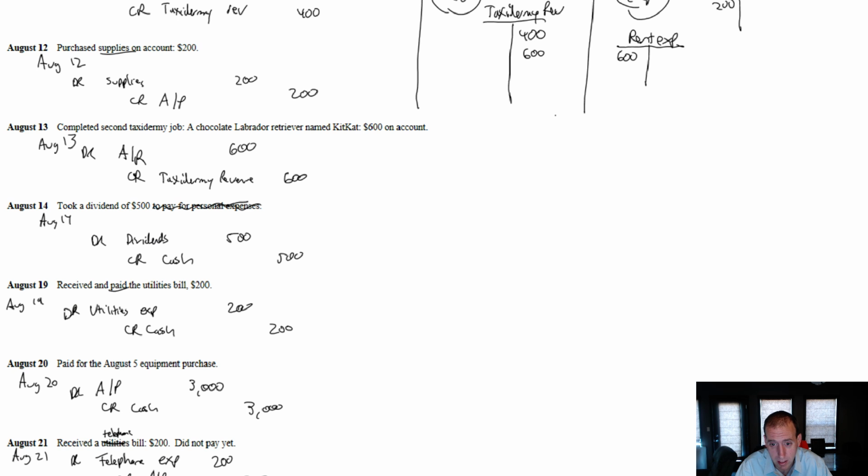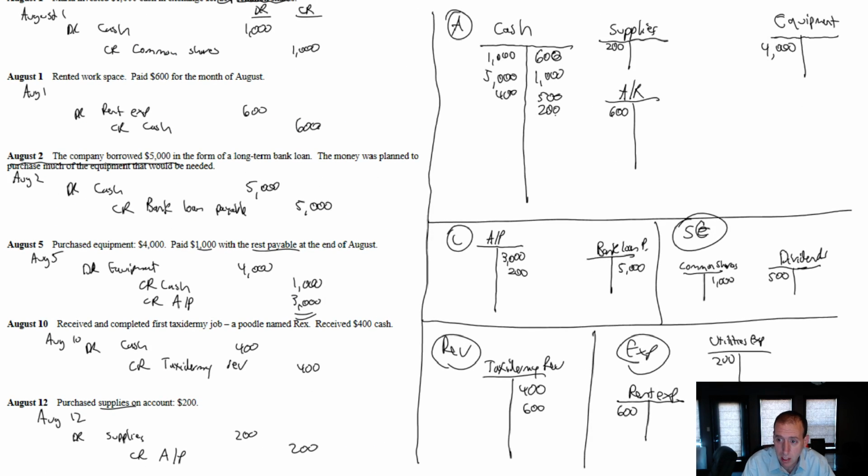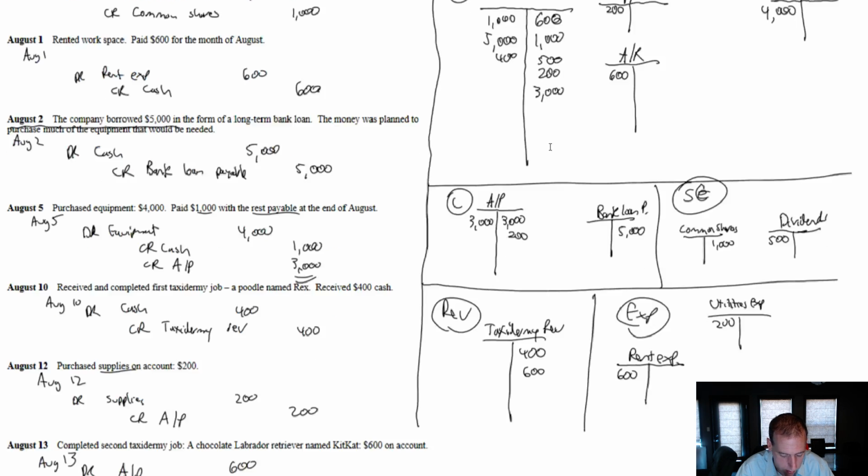Debit AP, credit cash for $3,000. Again, I'm on the August 20th transaction. Debit accounts payable $3,000, credit cash $3,000. Debit cash, credit taxidermy revenue for, I'm not on that transaction. What am I doing? Debit telephone expense, credit AP for $200 for the August 21st transaction.